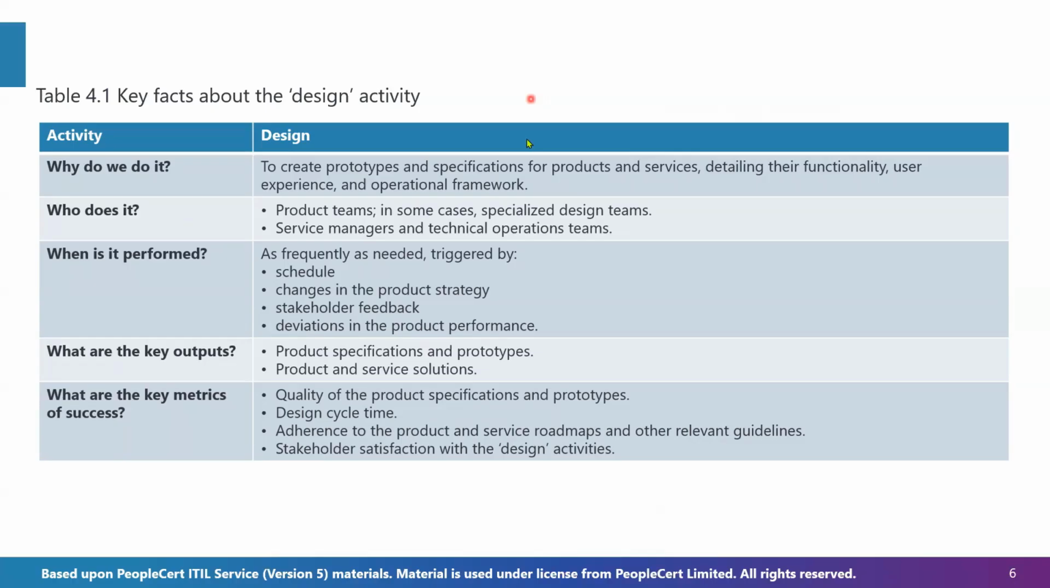Then what are the key outputs? As we know already, those are the product specifications and prototypes and product and service solutions. Then what are the key metrics of success? The quality of the product specifications and prototypes, the design cycle time, the adherence to the product and service roadmaps and other relevant guidelines, and stakeholder satisfaction with the design activities.